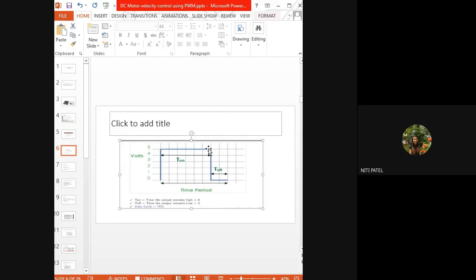What will be the duty cycle? Duty cycle is T on, that is 6, divided by T on plus T off, that is 6 plus 2, multiplied by 100, which comes out to be 75%. So the time this cycle took to complete its entire pulse is a 75% duty cycle. A 75% duty cycle was required to complete this voltage going from 0 to 5 and again coming back from 5 to 0. Is this understood?